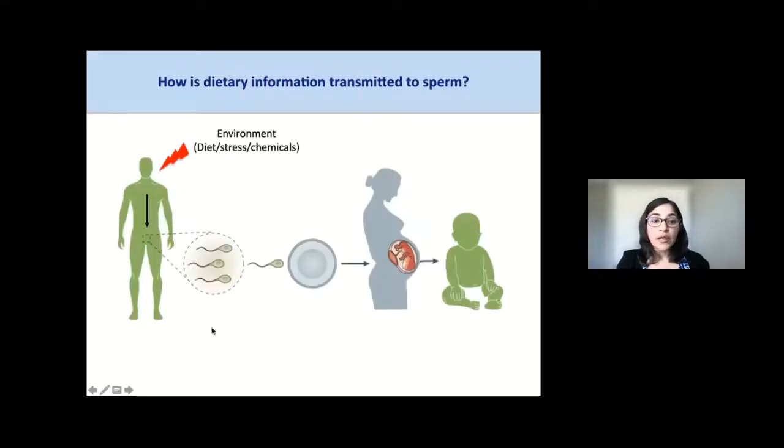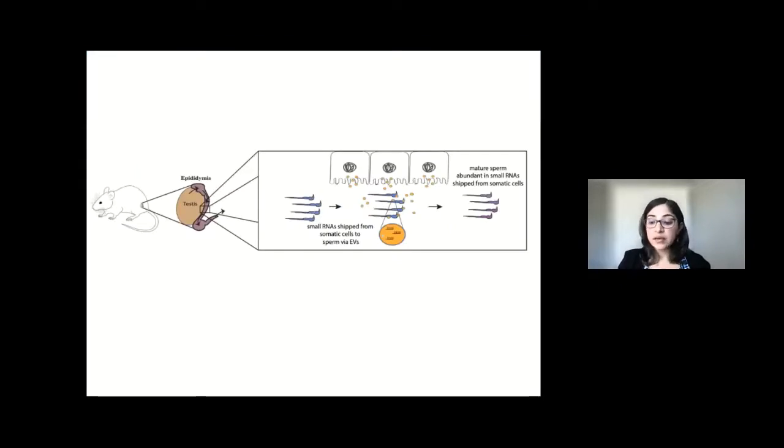So now that we know what's carried in the sperm, it's the small RNAs. The next question is, how is it that we pass this information from our somatic cells to the germ cells, to sperm? This is a very exciting and new area, and I'm working on it in the lab right now. I will not go into all the experimental details, but in this schematic, I will show you what we think is going on. It's still a model and we need more data to test this model.